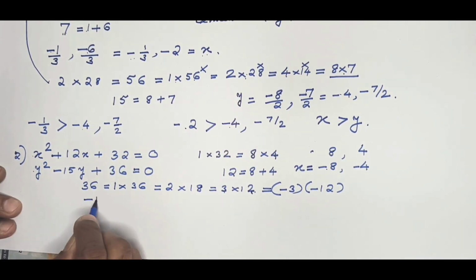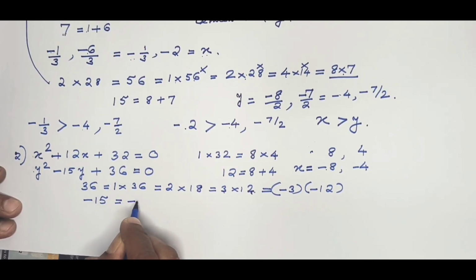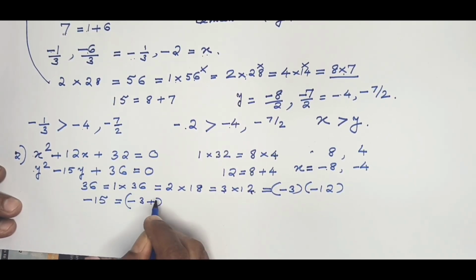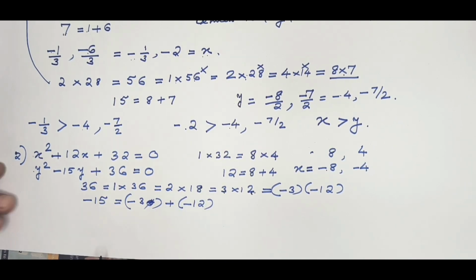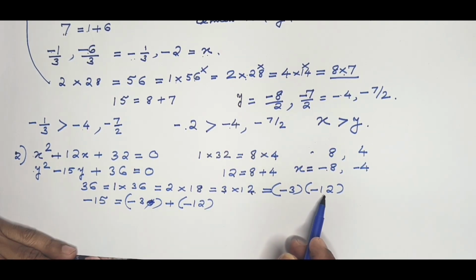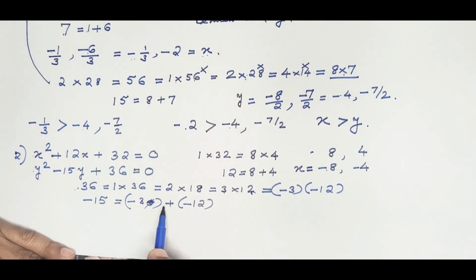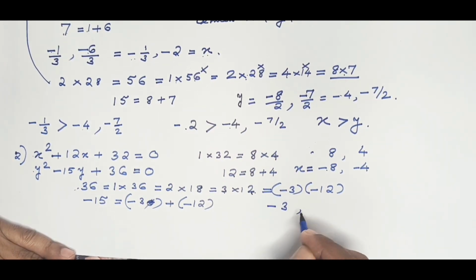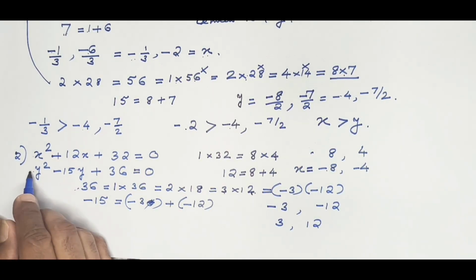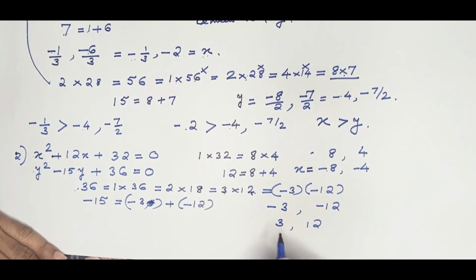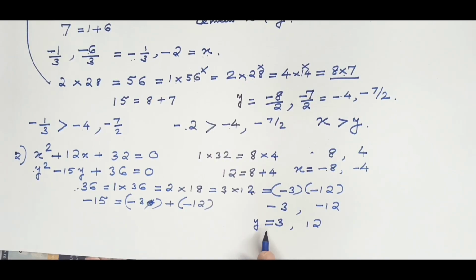Now, if you take minus 15, that's equal to minus 3 plus minus 12. And minus 3 multiplied by minus 12 is again 36. So the numbers are minus 3 and minus 12. And what did I say in the next step? Change the signs. So you get 3 and 12. And the coefficient of y squared is 1, so you don't need to divide. The final solutions of the second quadratic equation are 3 and 12.